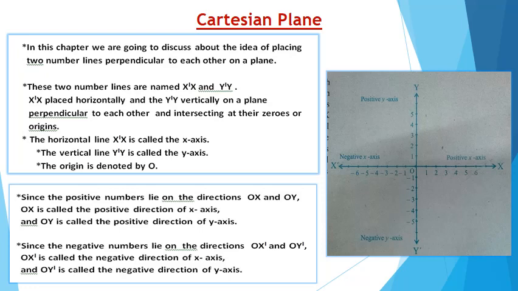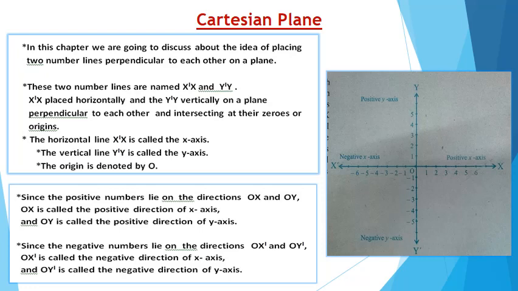Cartesian plane. In this chapter, we are going to discuss about the idea of placing two number lines perpendicular to each other on a plane. These two number lines are named x dash x and y dash y. X dash x placed horizontally and the y dash y vertically on a plane perpendicular to each other and intersecting at their zeros or origins.